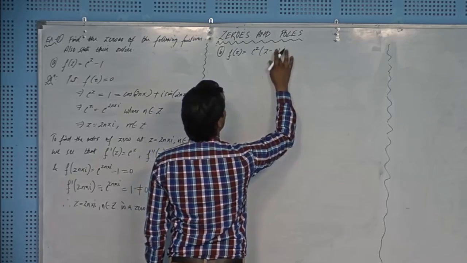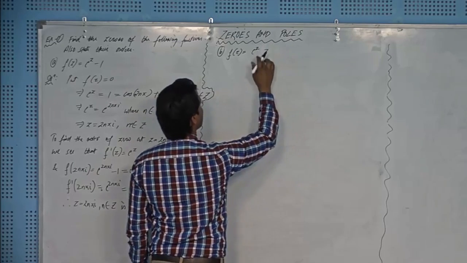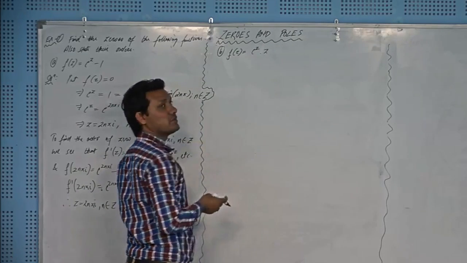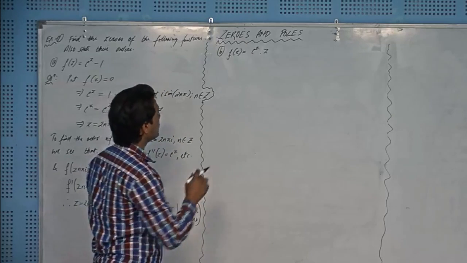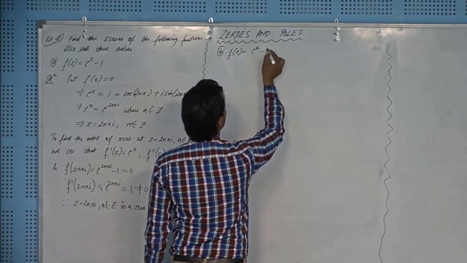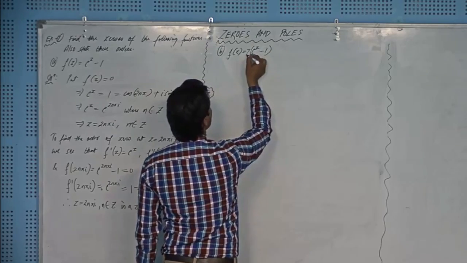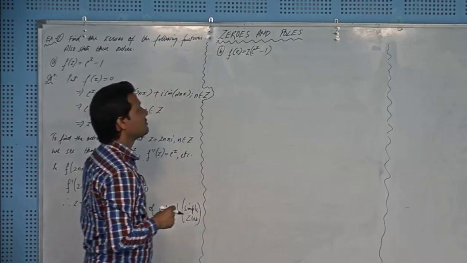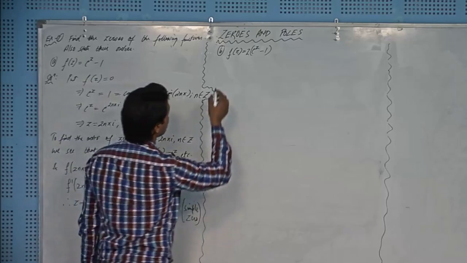Or I should write z only, that will be good. If I take z, e to the power z multiplied by z, okay? No, e to the power z minus 1 multiplied by z, then it will become complicated, right? Okay. Solution.